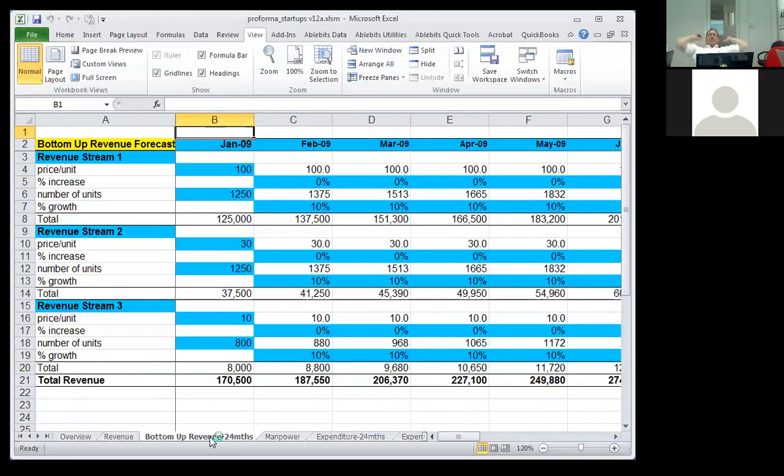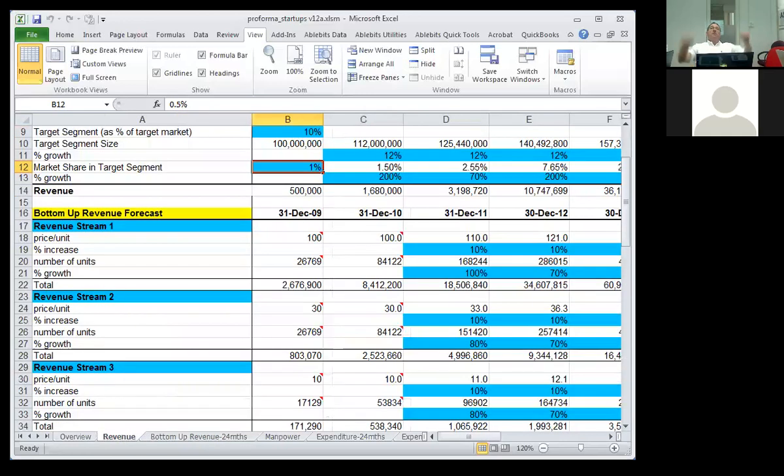For example, oftentimes startups forget that they may not have any revenue in the first few months. There may be seasonal variations in revenue. So we want to give you a lot more granularity in the bottom up revenue, so you enter by month on this sheet. And then that gets fed back into this model on an annual basis.